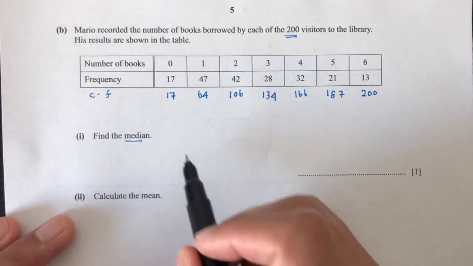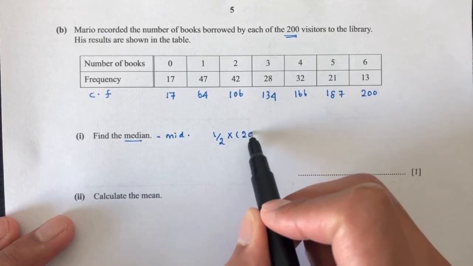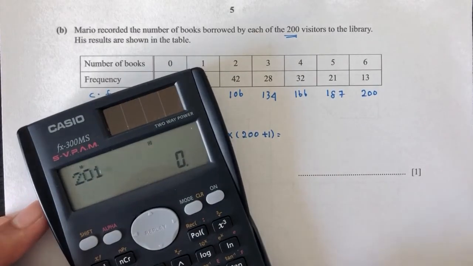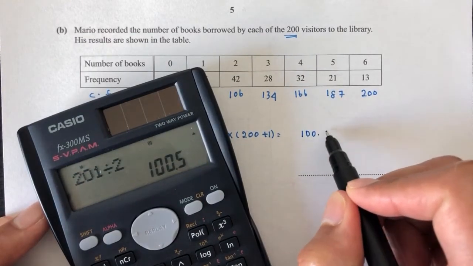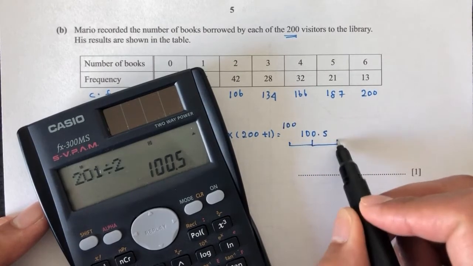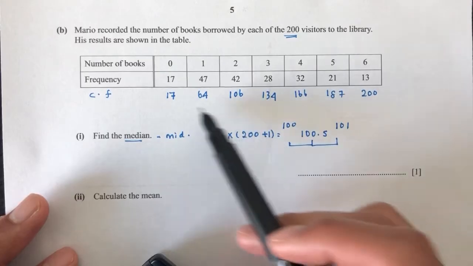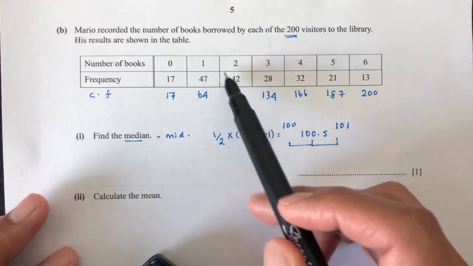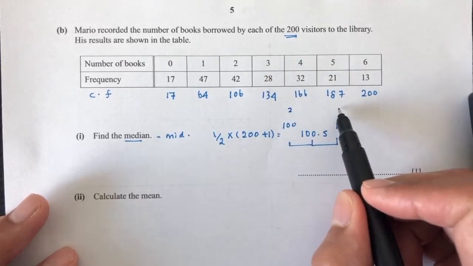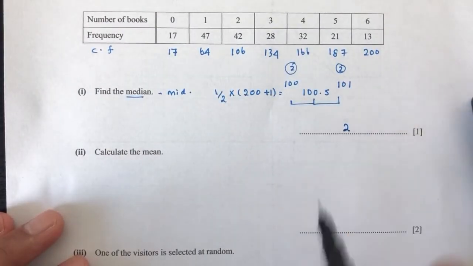So now for the median, we have to find the mid value as half times 200 plus 1, so 201 divided by 2, which will be the 100.5 element. So this is between the 100th and 101st element. Let's find out where we have these two elements. It will be in this range from 1 to 2, so it will be here. The value here is 2 and 2. What is the average of those two? 2 plus 2 divided by 2 will be 2. Your answer will be 2 for part 1.